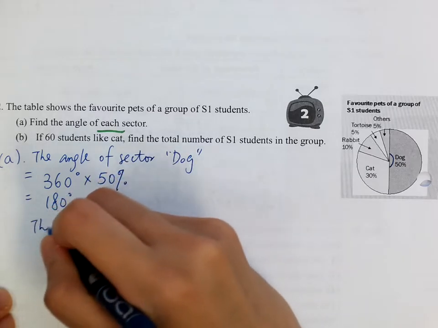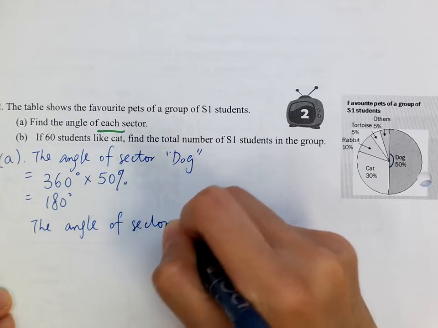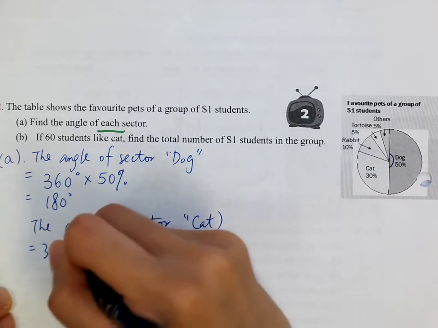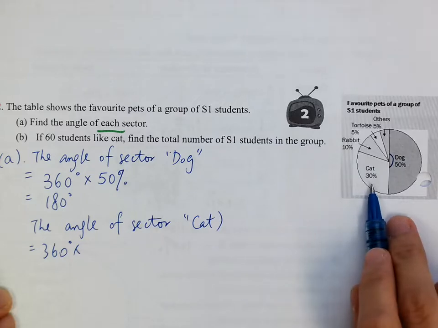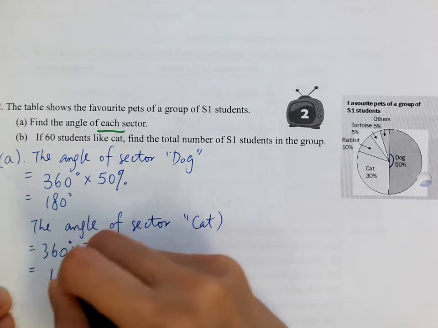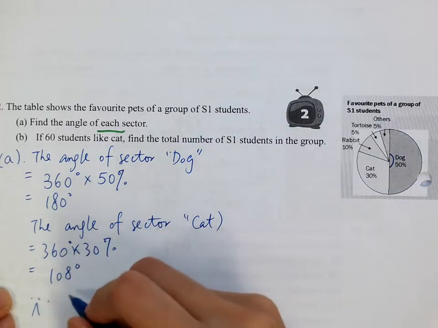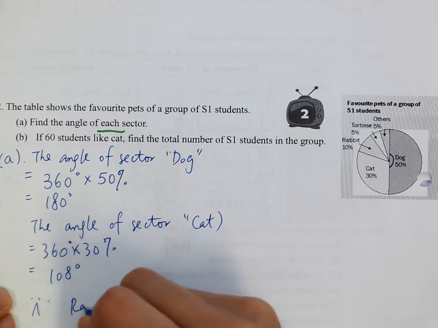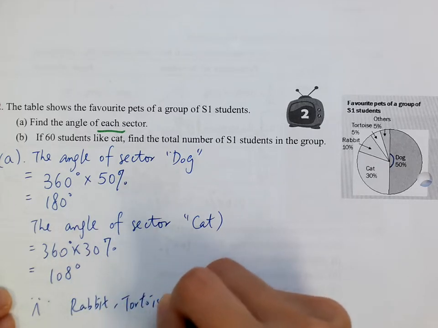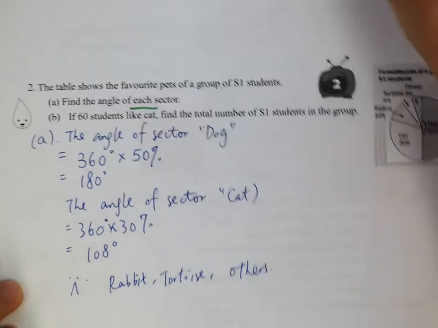So similarly, you can also find out the angle of theta cat to be 360 times 30% in order to find the angle, which is 108. So please continue to find the angle of theta for rabbits, turtles, and others. Okay, so you'll find it on your own.